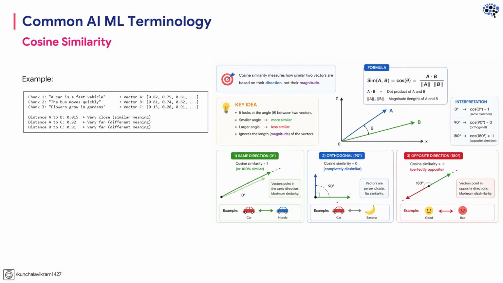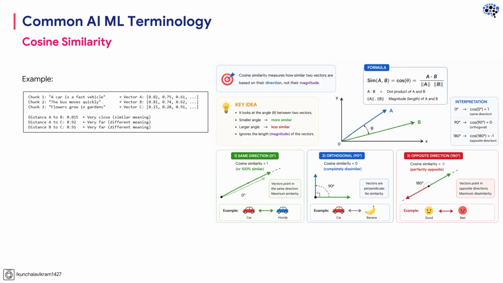If the angle is 90 degrees, these are not similar. For example, take the case of car and banana. If you look at their vectors in n-dimensional space, they have a 90 degree angle, which means they are dissimilar. But if you get the perfect opposite direction, 180 degrees, then they are perfectly opposite, which means they are not at all related. For example, the words good and bad.